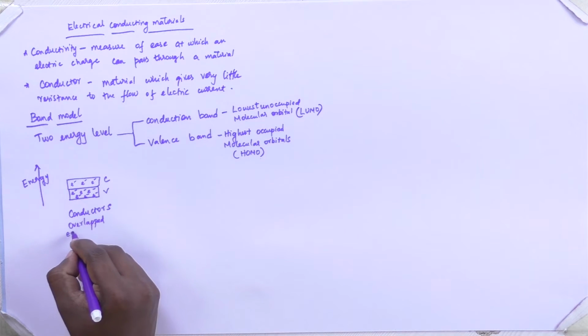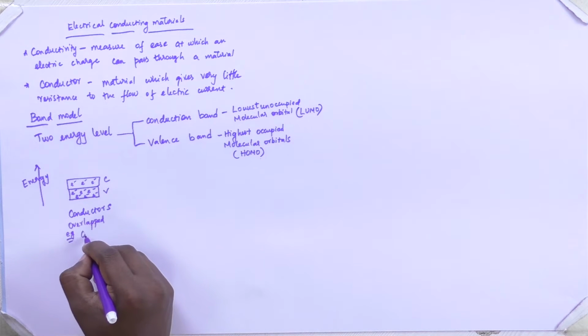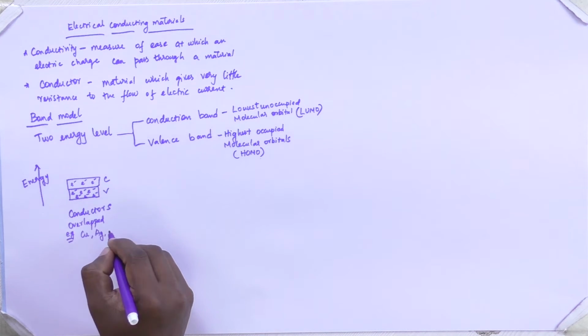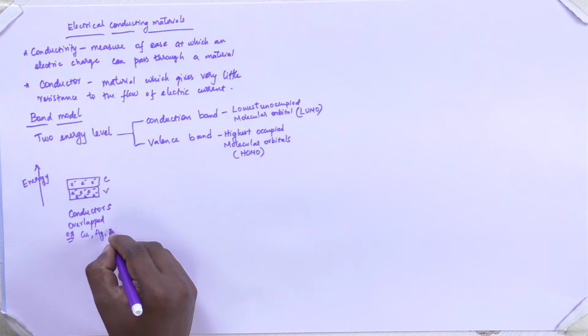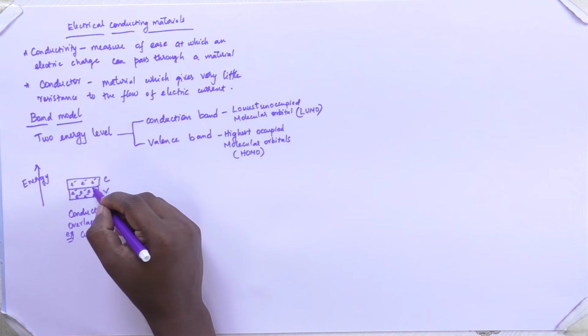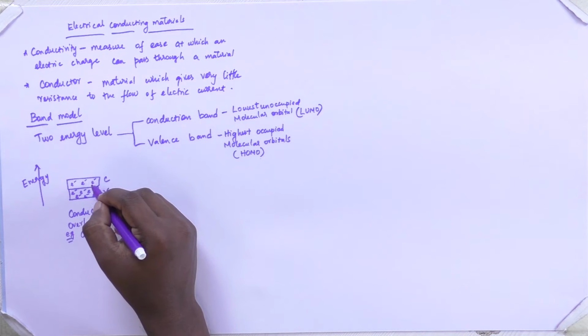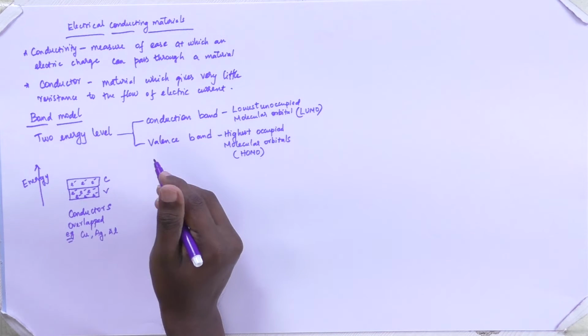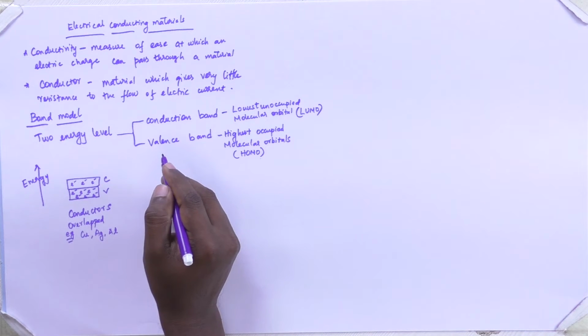So the examples here are copper, which is a good conductor, then silver, which is even a good conductor, and other conductors like aluminum. So in this case you have energy levels of conduction and valence band very near to each other, so that the electrons from the valence band can easily go to the conduction band. So this gives the conductors a good conducting nature.